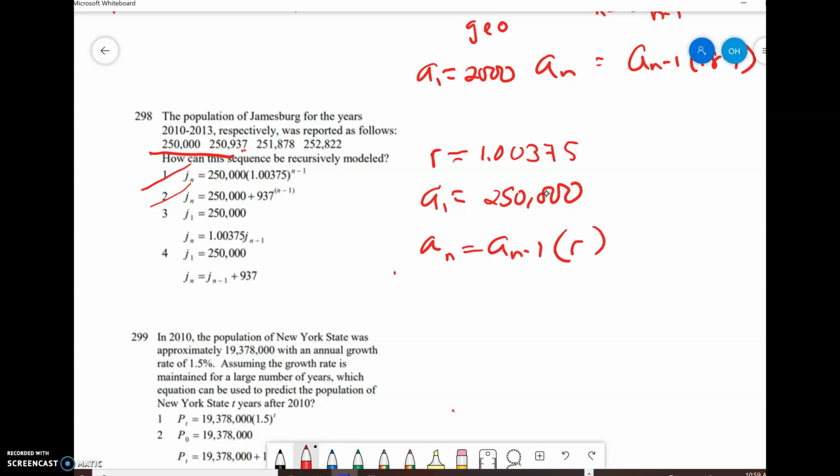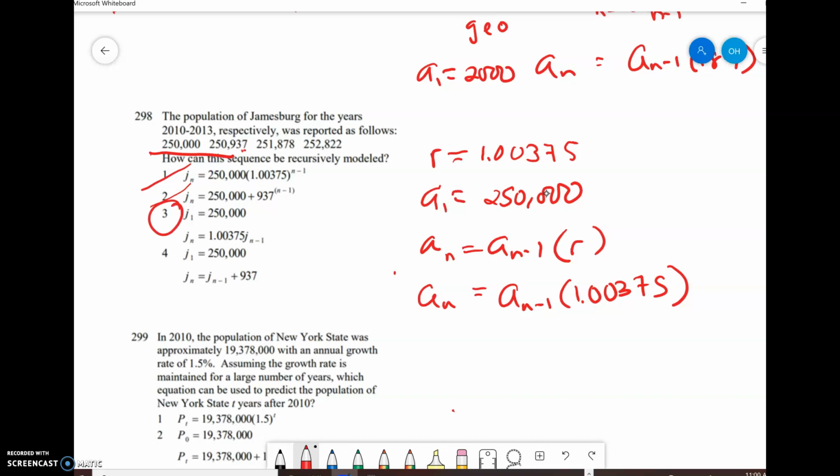So that's going to be a sub n is equal to a sub n minus 1 times 1.00375. Okay, so if you compare these two answer choices, this one is modeled like an arithmetic sequence, because they're saying add 937 to each term, whereas this one's saying multiply each term by 1.00375. So it's answer choice 3.